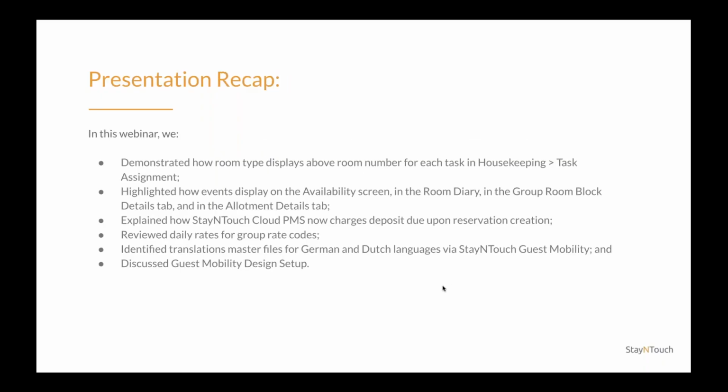All right, so today we demonstrated how room type displays above room number for each task in housekeeping task assignment, highlighted how events display on the availability screen, in the room diary, in the group room block details tab, and in the allotment details tab. We also explained how StayNTouch Cloud PMS now charges deposit due upon reservation creation, reviewed daily rates for group rate codes, identified translations master files for German and Dutch languages via StayNTouch Guest Mobility, and discussed guest mobility design setup.